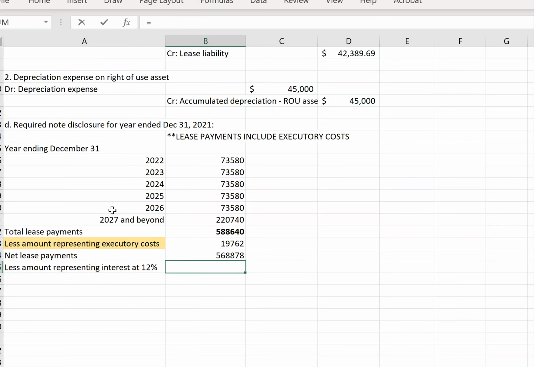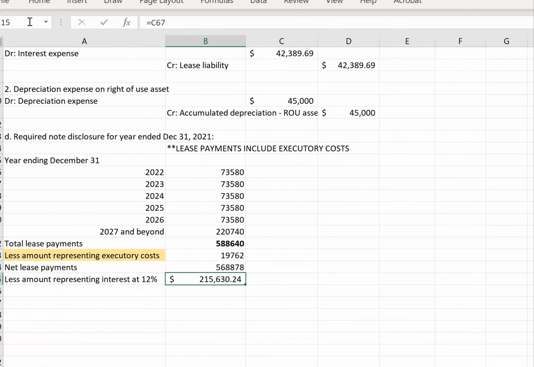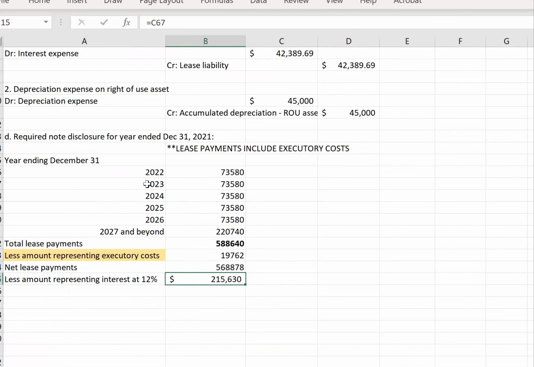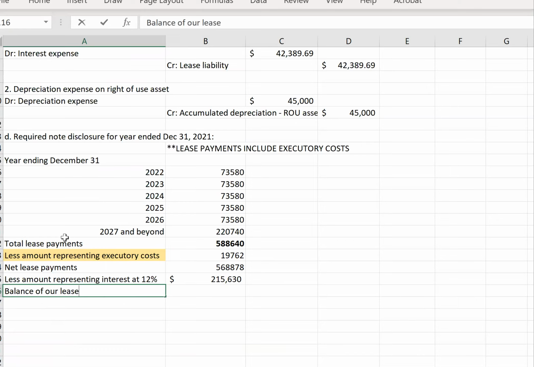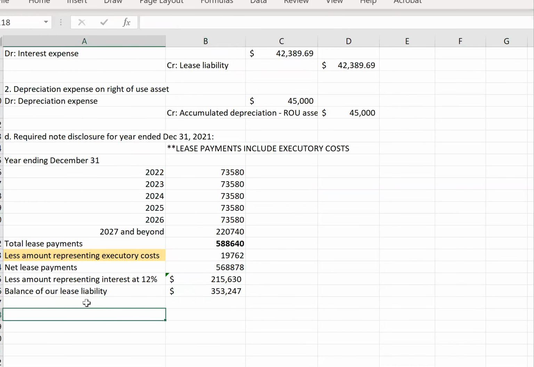So I'm going to put the total interest expense from our schedule up here going forward. Okay. So that's going to go through our income statement. So it's not really part of our lease payments, if you will, because that's the interest component, not the principal. So the balance of our lease liability in the future, this is our future lease liability, is going to be this amount minus the interest here. So it's going to be 353,247. Okay, we just did some pretty crazy stuff.